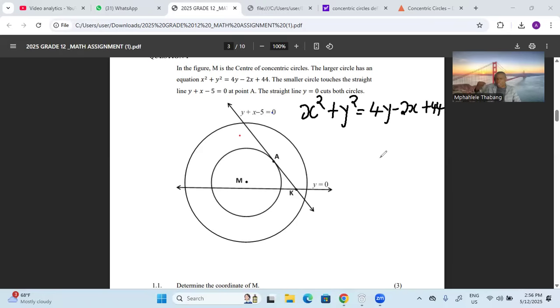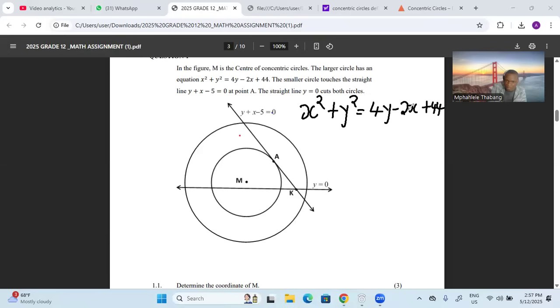I'm going to complete the square on this equation, x squared plus y squared equals 4y minus 2x plus 44, which, guys, can even come in your exam. This is a very important idea in analytical geometry. You should be able to take the equation of a circle which is given in a different form and convert it into a form whereby you can see the point of the center of a circle. So let's go through it.